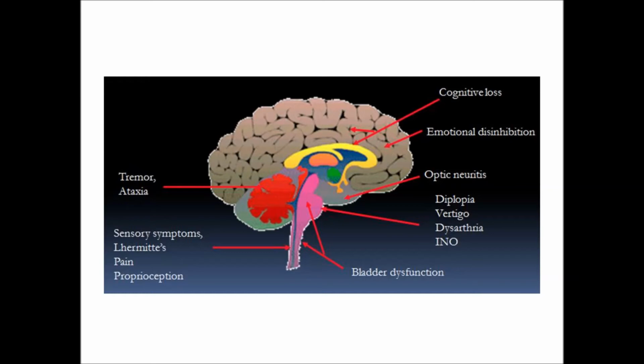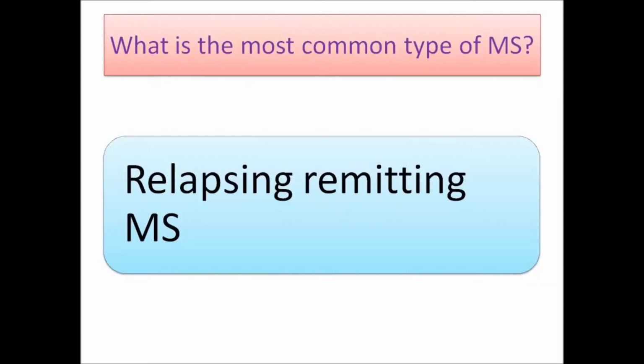Bladder dysfunction is also common in patients with multiple sclerosis, seen as urgency, incontinence, and hesitancy. Cerebellar involvement results in a tremor and ataxia. Spinal cord involvement results in Lhermitte syndrome, and loss of pain, proprioception, and vibration sensations.